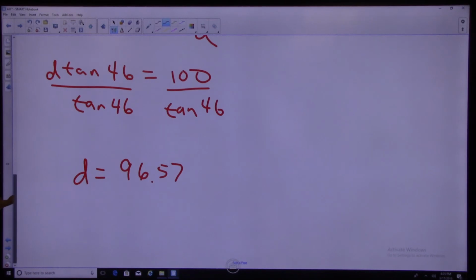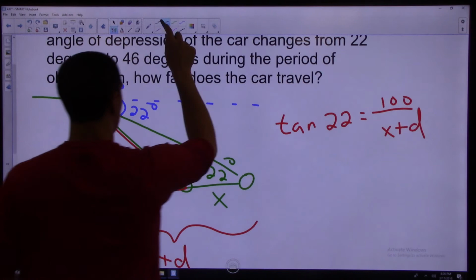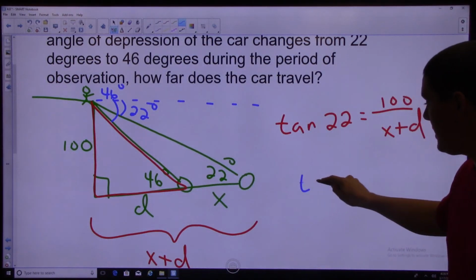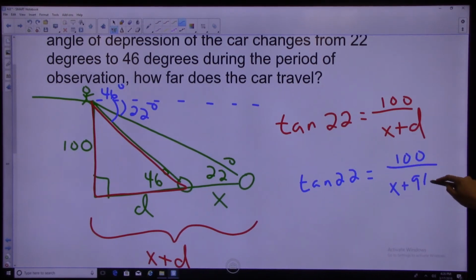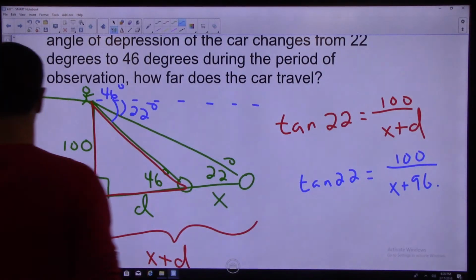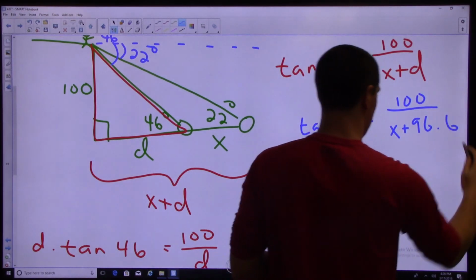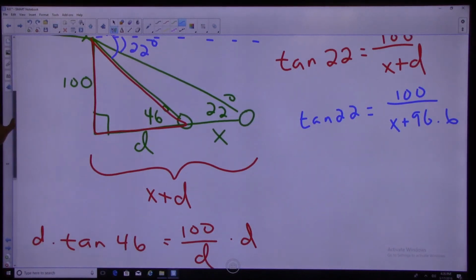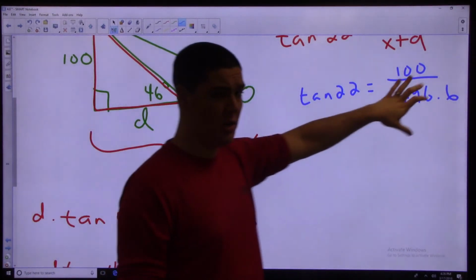Round it correctly. Okay, so what I'm going to do is I'm going to plug that back in to my original function. All right, so here goes. We got tangent of 22 is going to equal 100 over x plus 96, let's just call it 96.6. All right, so guys, how do we solve this now? We want to get that denominator off the bottom, don't we? So how do we get rid of that denominator and move it to the other side? How do we undo division?